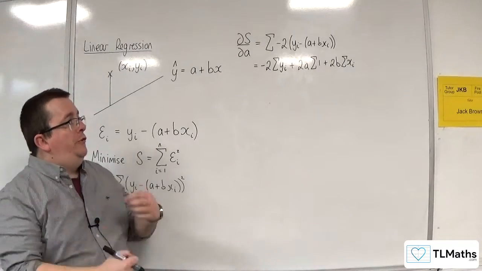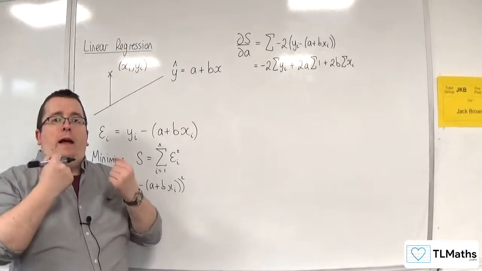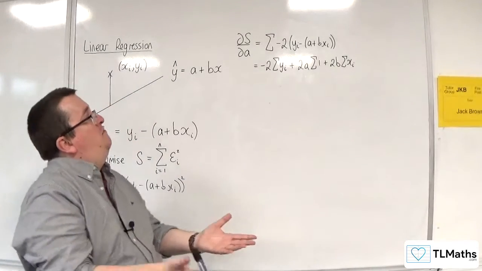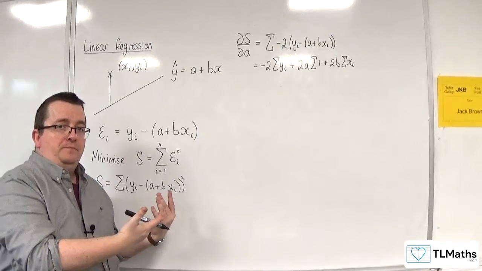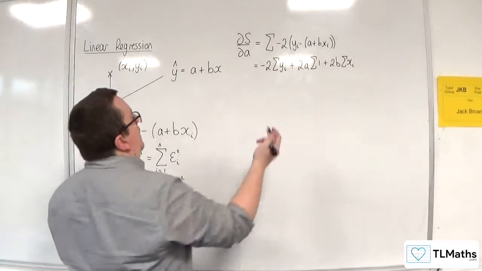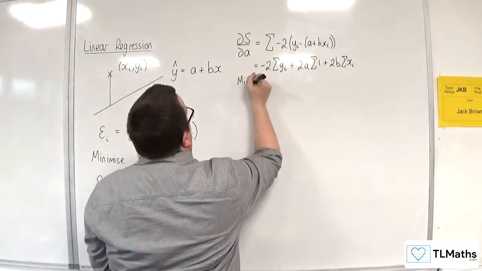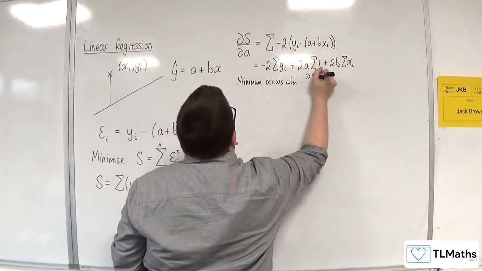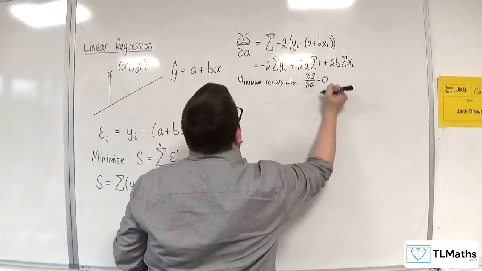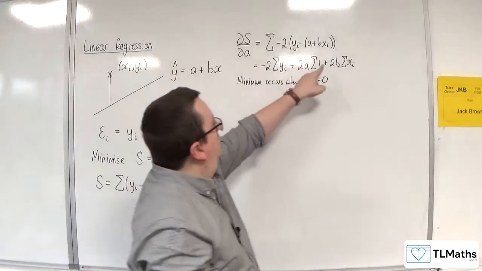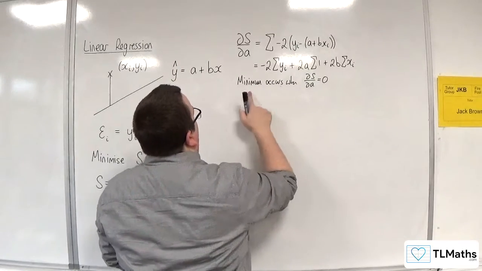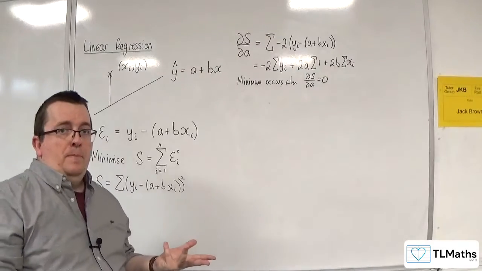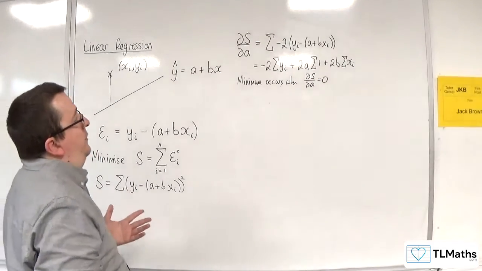Now, because I'm trying to minimize this, the minimum will occur when the derivative is 0. Okay, so essentially minimum occurs when ds by dA is equal to 0. So I need to put this equal to 0. And what I'm going to do, putting it equal to 0, is get a equals. That is where I want to go with this.